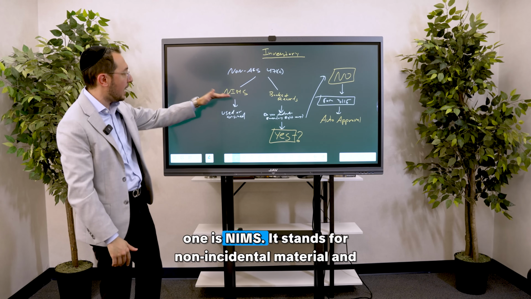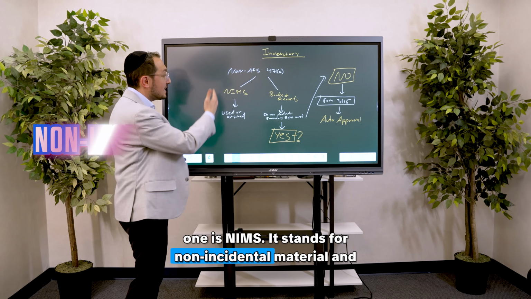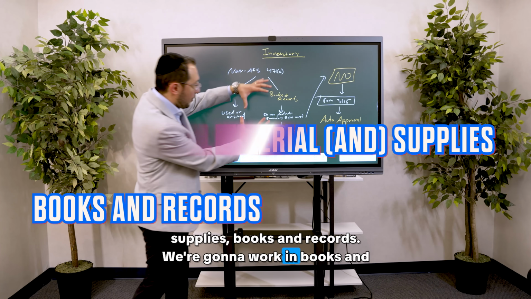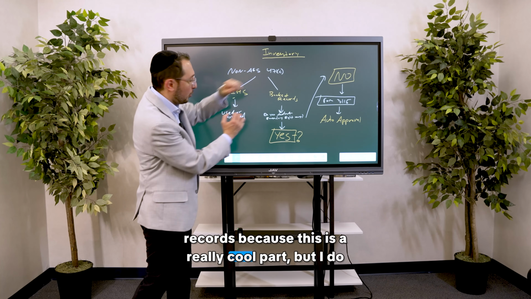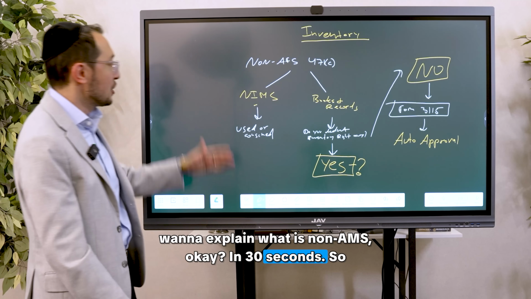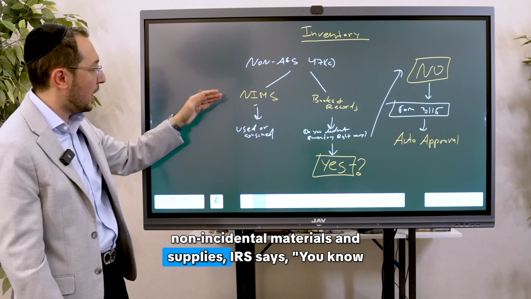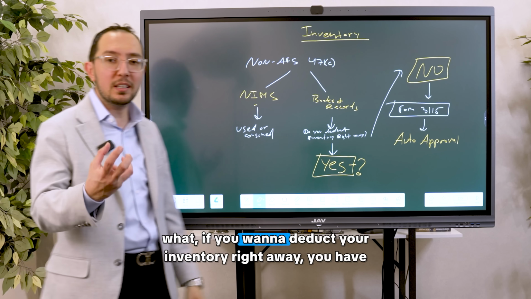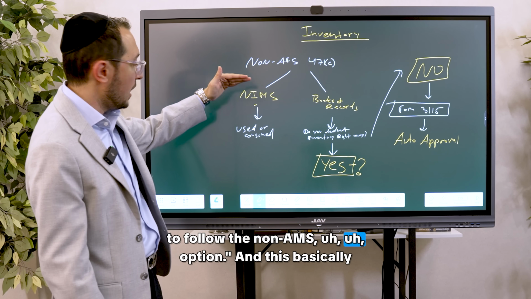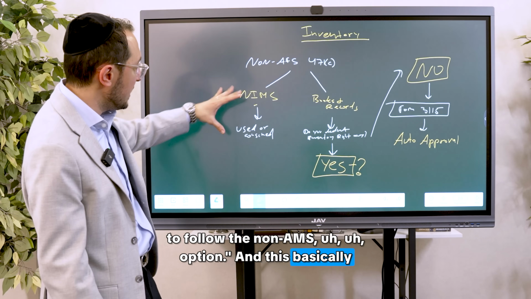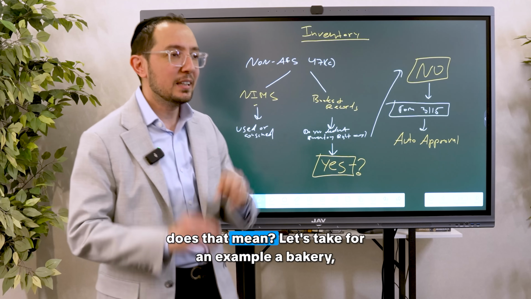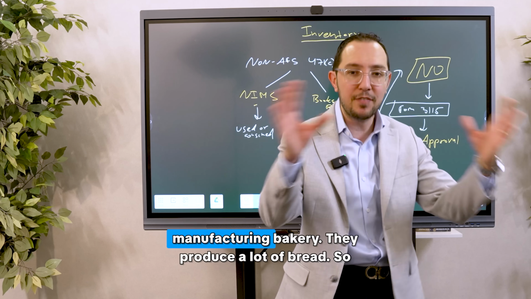Branch number 1 is NIMS. It stands for non-incidental materials and supplies. Branch number 2 is books and records. We're going to work in books and records because this is a really cool part, but I do want to explain what is NIMS, okay, in 30 seconds. So non-incidental materials and supplies, IRS says, you know what, if you want to deduct your inventory right away, you have to follow the NIMS option. And this basically means if you used or consumed your inventory. What does that mean? Let's take, for an example, a bakery, a manufacturing bakery.